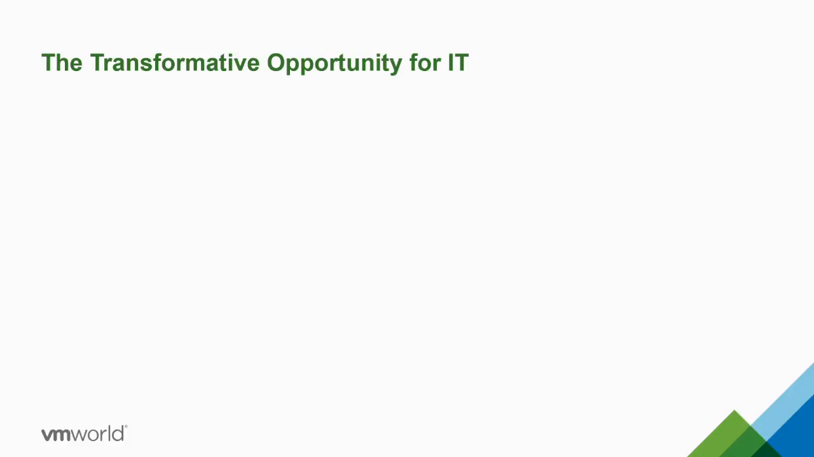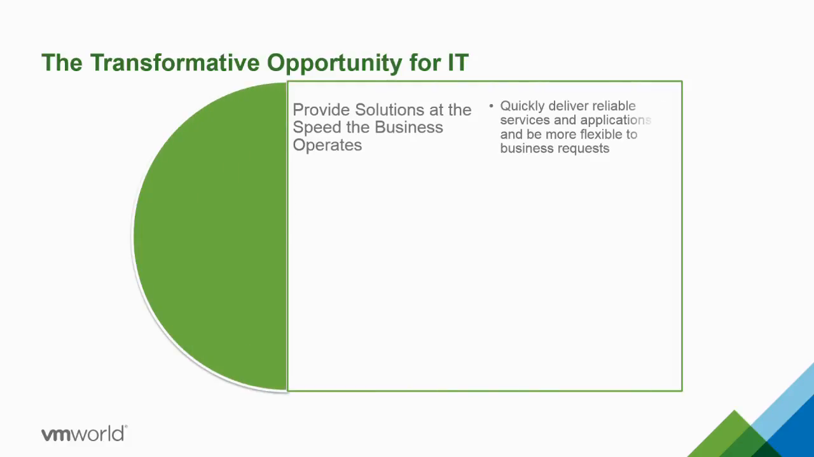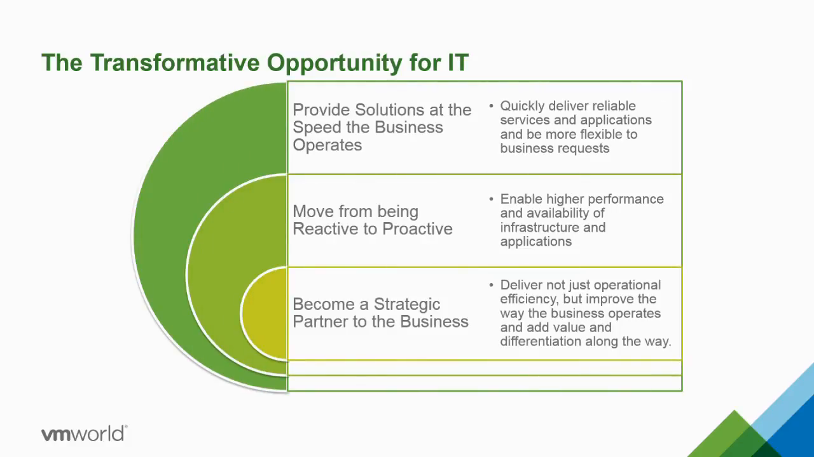So three aspects to it. As IT, as you think about, okay, how do I move from where I am to where the business is expecting me to be, there are three facets to it, right? You have to start with being able to provide solutions at the speed the business operates, so that LOB is still working with IT versus going outside, right? So you need to make sure that you are delivering reliable services and applications with flexibility to meet the needs of the business.